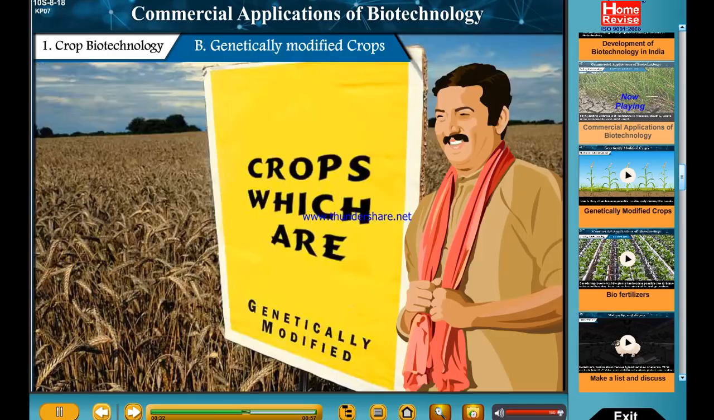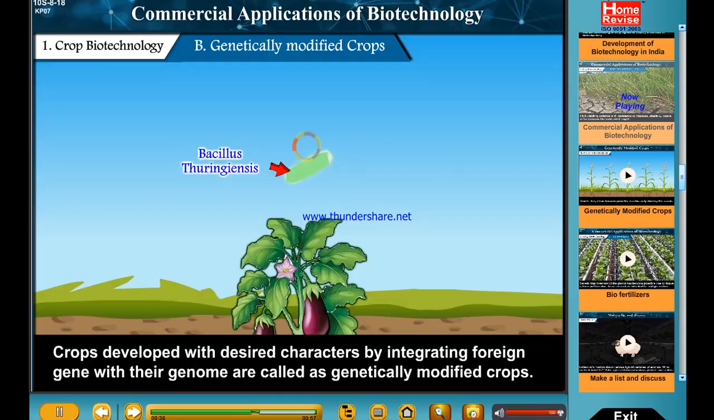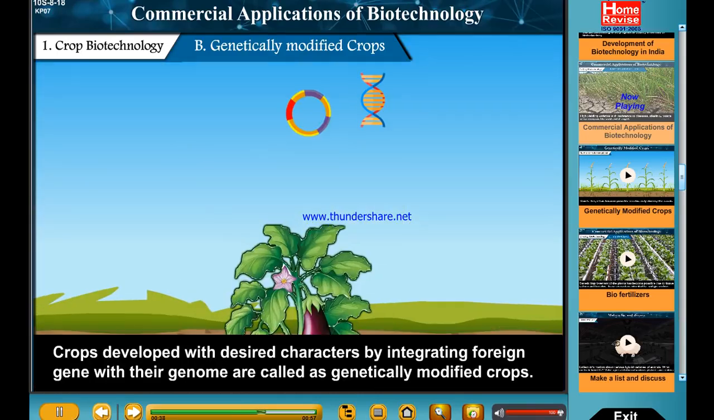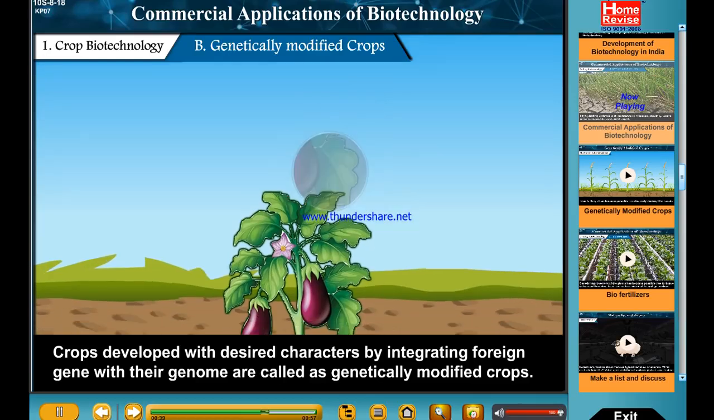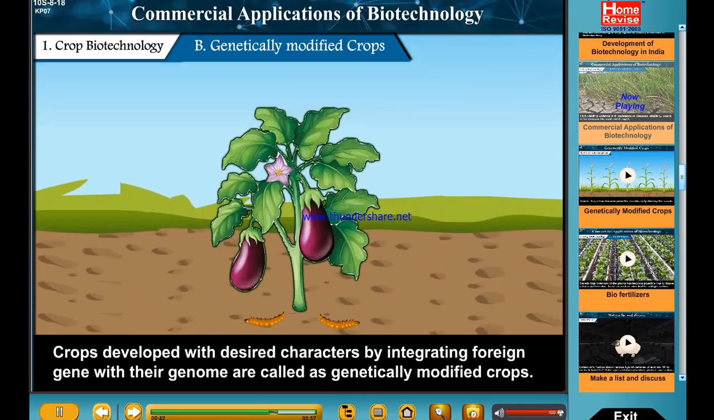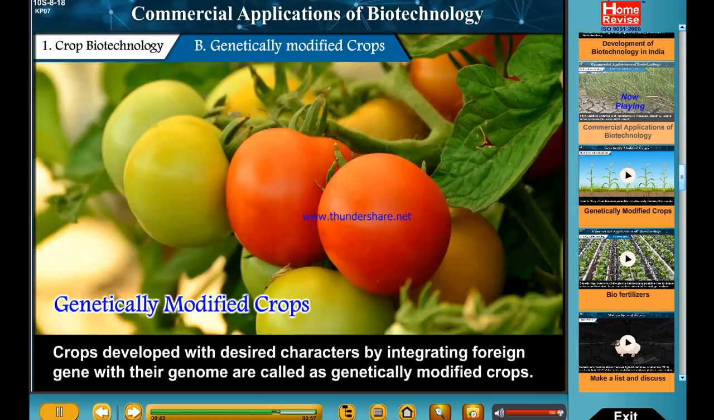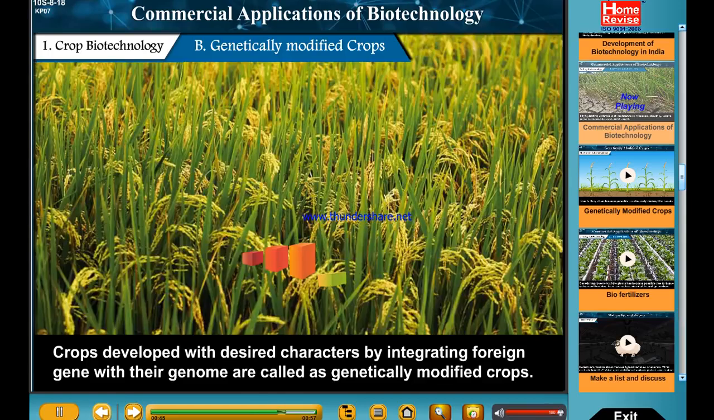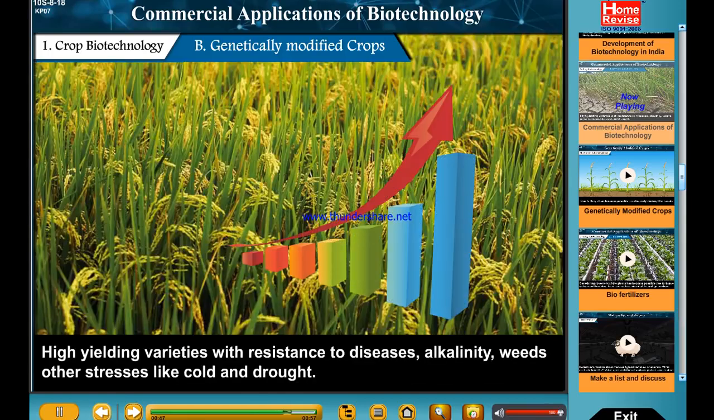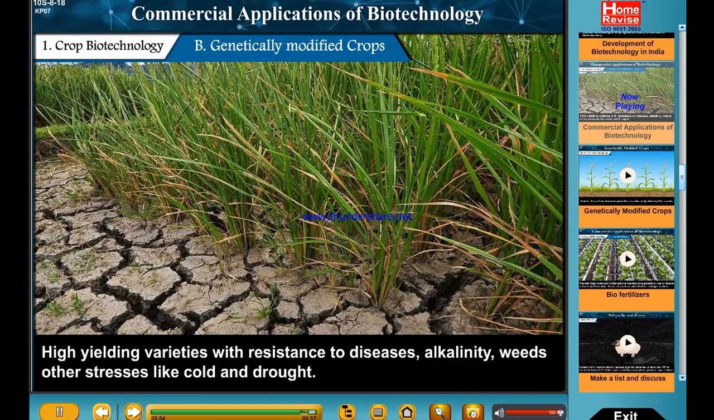B. Genetically modified crops. Crops developed with desired characters by integrating foreign gene with their genome are called as genetically modified crops. High-yielding varieties with resistance to diseases, alkalinity, weeds, other stresses like cold and drought.